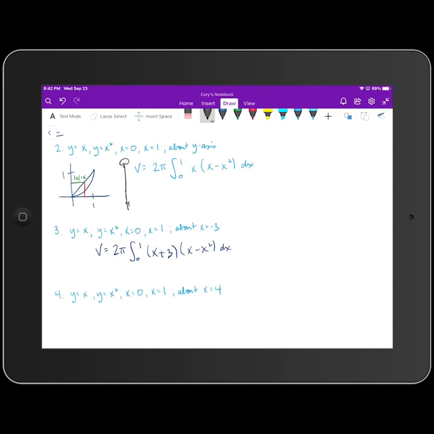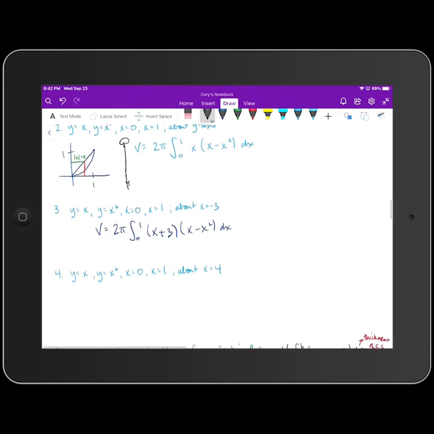Okay, so we're going to rotate about that line. Again, a lot of stuff is the same here. So we're going to use cylindrical shells. The volume is going to be 2 pi times, we are integrating from 0 to 1. The height of the cylinder is still going to be the top function x minus the bottom function x squared. And the thickness of the cross section is still a change in the x direction.